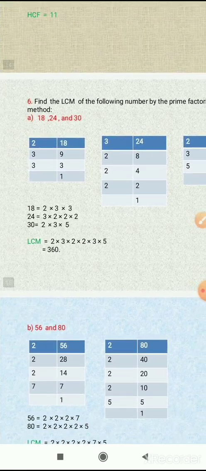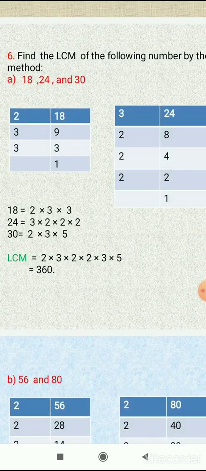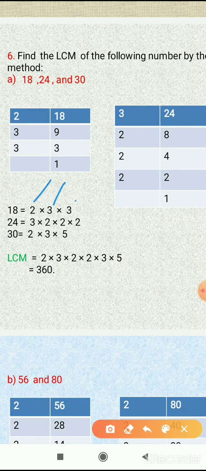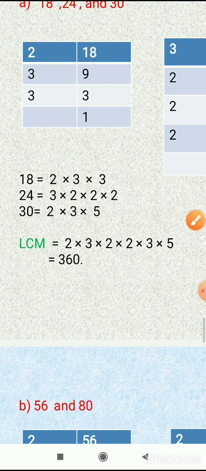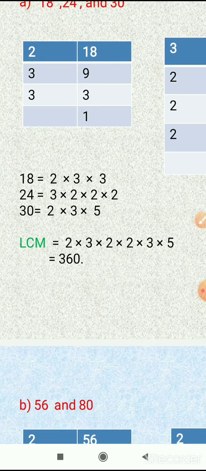Prime factorization of 18 is 2 into 3 into 3. Prime factorization of 24 is 3 into 2 into 2 into 2. Prime factorization of 30 is 2 into 3 into 5. So now we have to find its LCM. First we will see common factors. Which are the common factors?